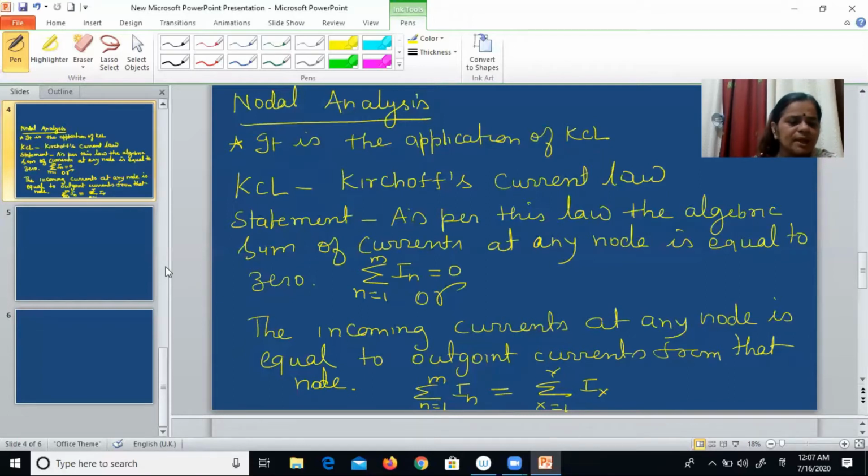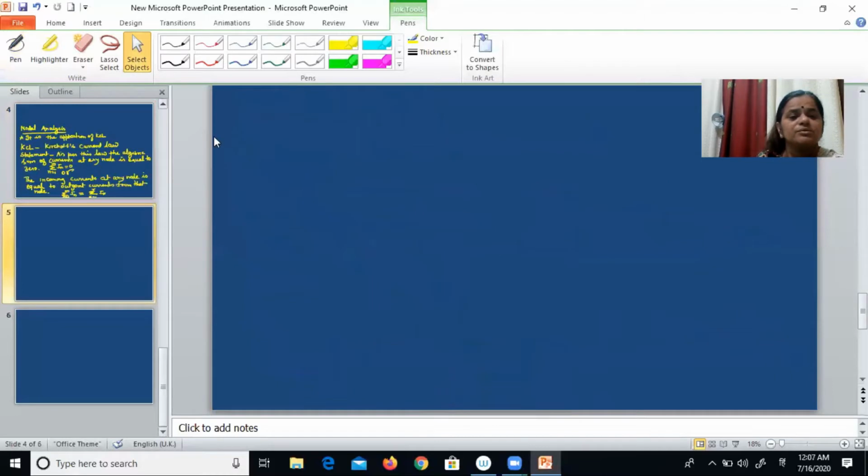So this is something about Kirchhoff's current law, and it is the first law given by Kirchhoff, and it is based on the conservation of charge. As the algebraic sum of current is equal to 0, and current is nothing but the rate of change of charge, it is based on the principle of conservation of charge.